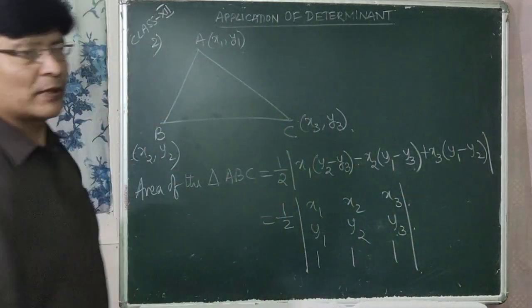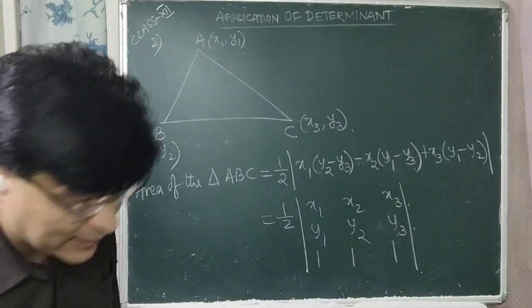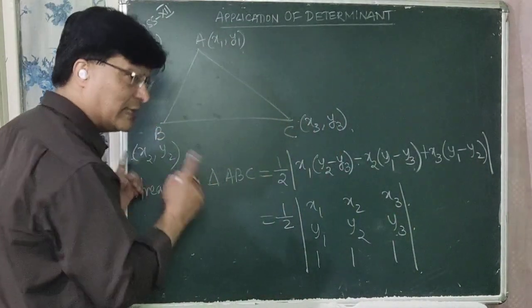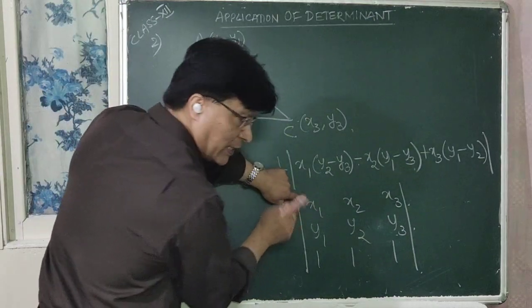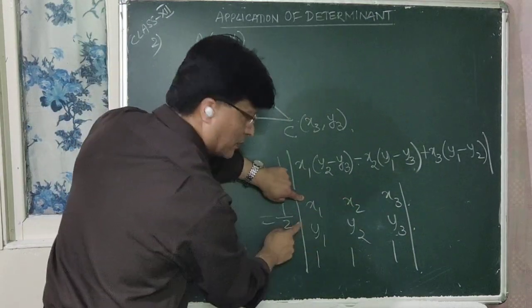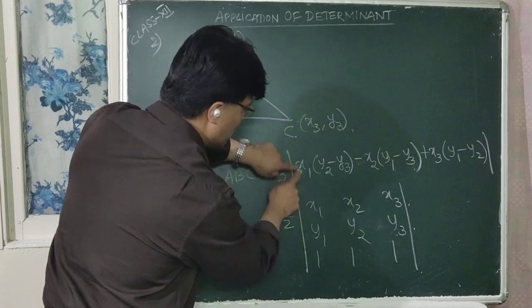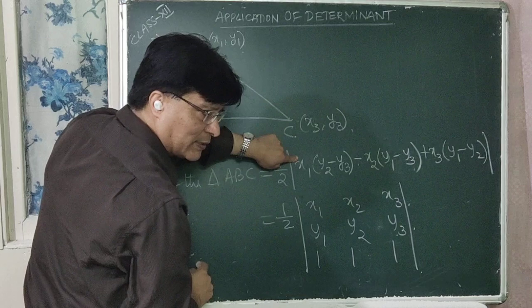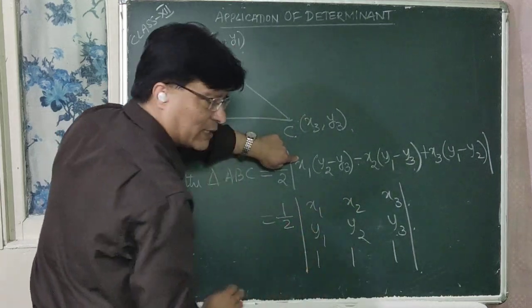Is that clear? So if you write 1, 1, 1 there and expand it, are you getting this expression? Let us expand it with respect to the first row. That is plus minus plus. So plus x1. Within bracket, delete the row and the column through the element x1. That is, the first row and first column are deleted.